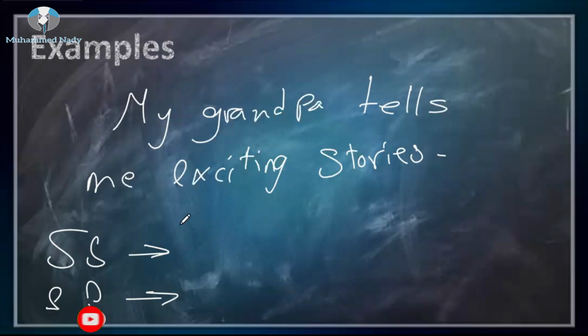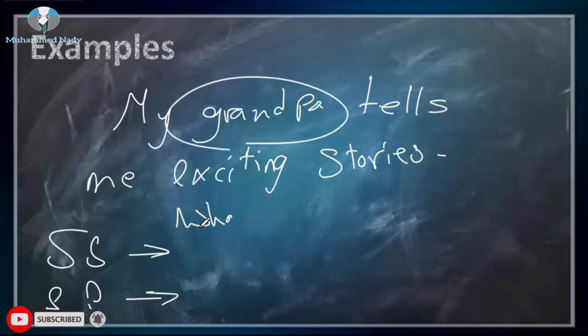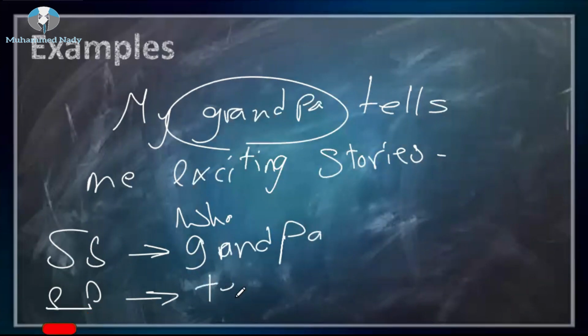Okay, to know the simple subject, ask yourself, who is this sentence talking about? This sentence is talking about my grandpa. So the simple subject is grandpa. And the simple predicate, ask yourself, what does he do? He tells. So this is the simple predicate. And now we know the simple subject and the simple predicate.